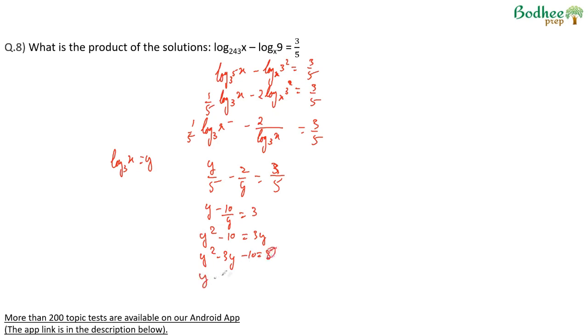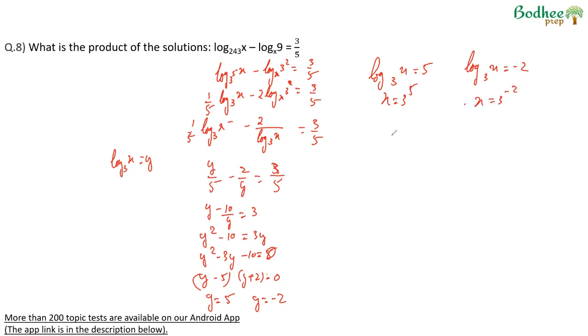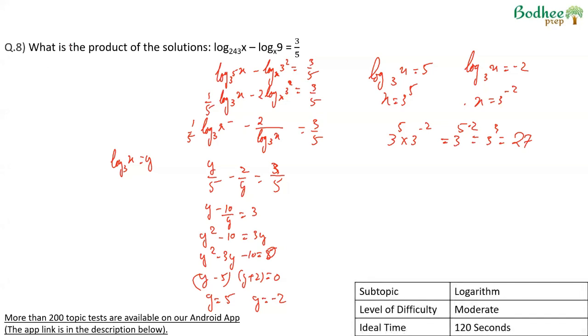Y minus 5 into y plus 2 is equal to 0, which means y is equal to 5 or y is equal to minus 2. Now log of x to the base 3 is equal to 5 or log of x to the base 3 is equal to minus 2, which means x is equal to 3 raised to power 5 or x is equal to 3 raised to power minus 2. The product of these roots will be 3 raised to power 5 into 3 raised to power minus 2, which is 3 raised to power 5 minus 2, which is 3 cube or 27, becomes my answer. I think moderate level of difficulty, you just had to arrange with the same base and then solve, about 2 to 2.5 minutes to solve.